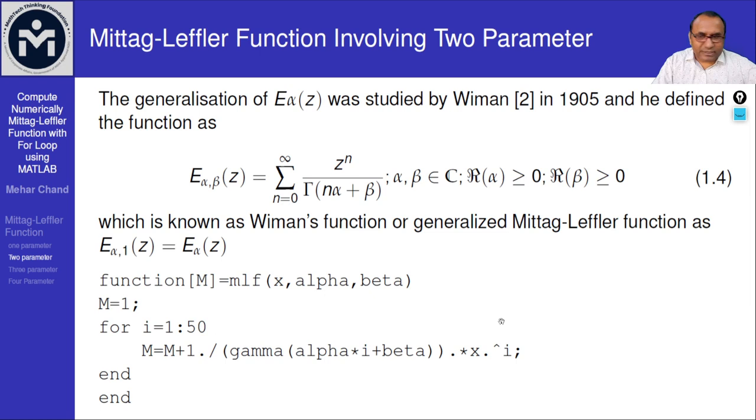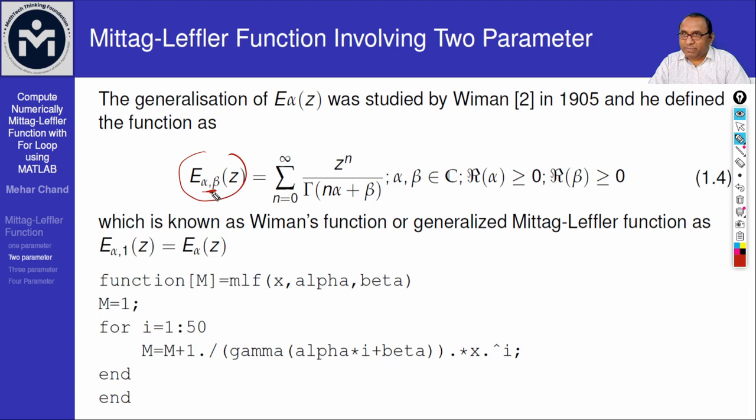The generalization of E alpha was introduced by Wiman in 1905. Okay, and he defined the function as E alpha beta. You can see here are two parameters, and in place of one we have beta. Alpha and beta are both complex parameters, and the real parts of these two parameters must be greater than or equal to zero. If we have beta equal to 1, we get the same function which is defined as the Mittag-Leffler function. So the difference between the previous and this new function is only that we need to introduce one more parameter.